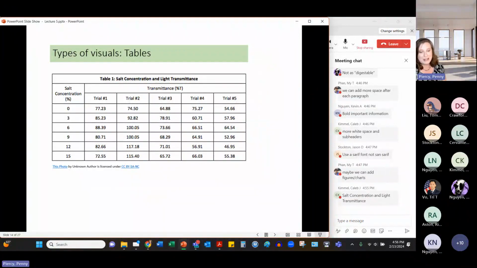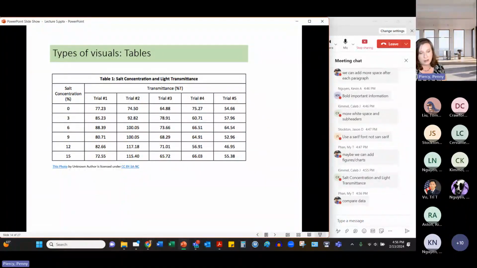Okay. So Caleb suggests if you're trying to convey salt concentration and light transmittance, well, that's certainly the information that is conveyed in this table. So you are right about that. I've never personally had to convey information on that topic before, but if I did, I would choose a table. Okay, so comparison of data, that can be a good choice. And we saw that a few weeks ago when we talked about organization and we saw something that was using a table to compare.